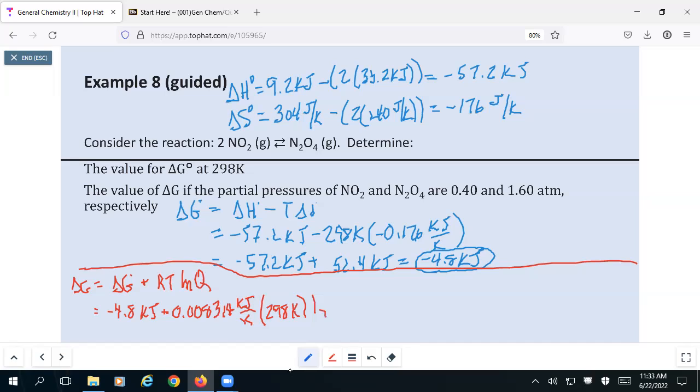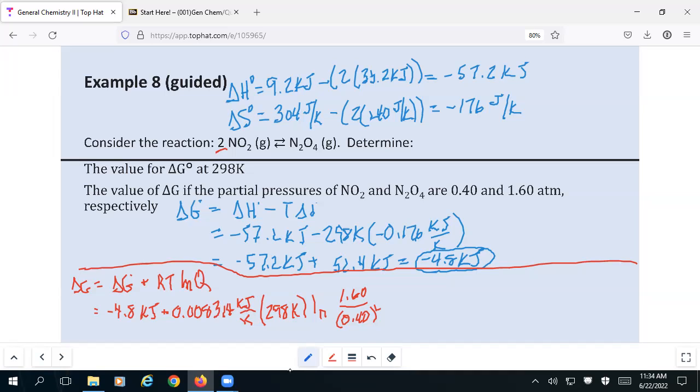And for Q, remember, Q is calculated the same as the equilibrium constant. It's the ratio of the pressures of the products divided by the pressures of the reactants here, since we're given pressure values. If we were given concentration values, it'd be concentration of products over concentration of reactants. So N2O4 is 1.60 atmospheres. NO2 is 0.40 atmospheres, and that is quantity squared because we have a coefficient of 2 in the equilibrium.